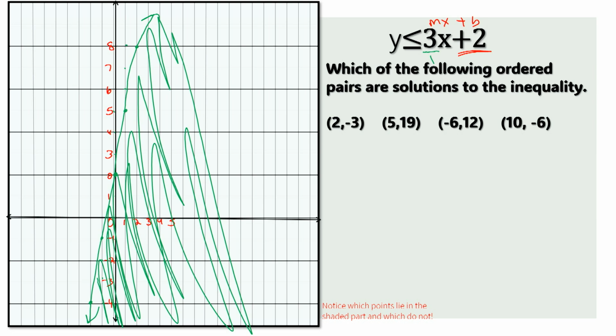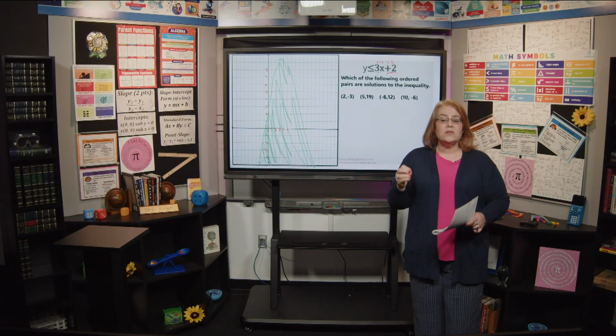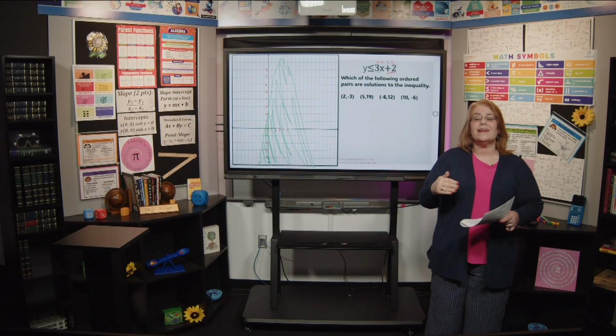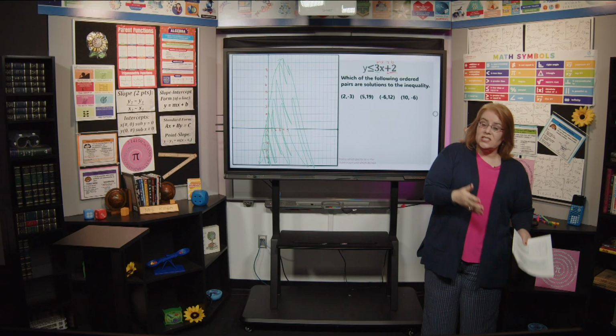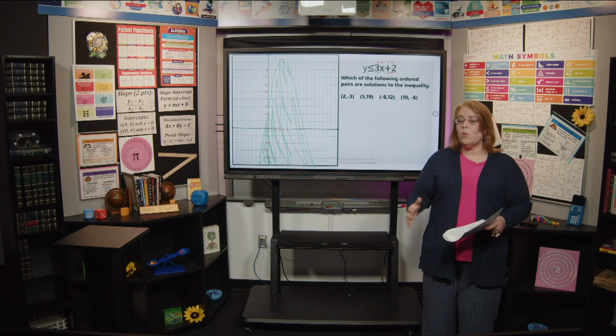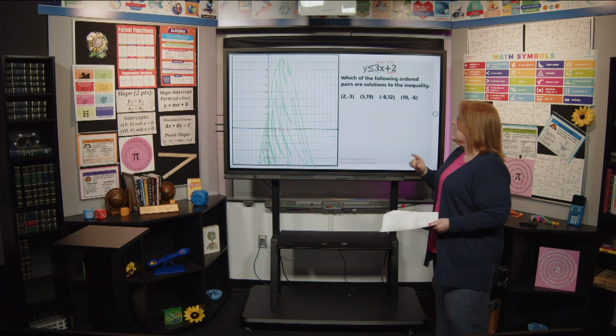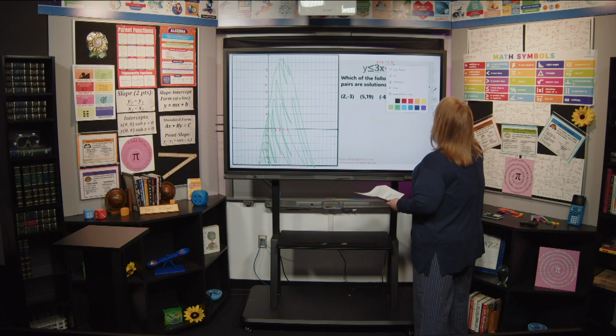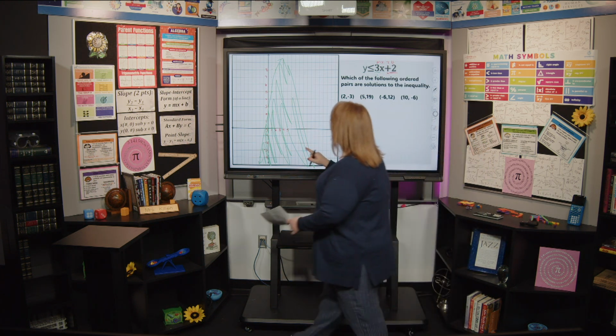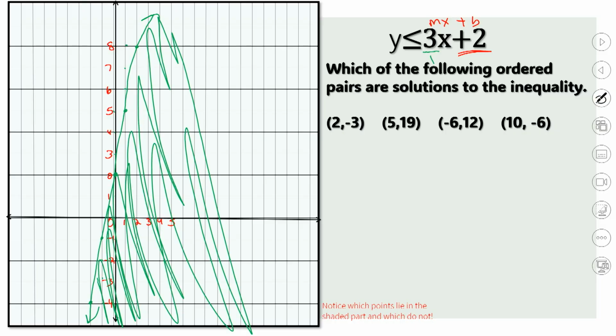Now it wants to know which of the following ordered pairs is part of the solution. When we have solutions of inequalities, all those solutions are going to be where it's shaded. If it's a solution, it's in the shaded portion. If it's not a solution, it won't be in the shaded portion. So let's go ahead and label these. That would probably help me best. So positive 2, 1, 2, negative 3. That one is in. I have 5, 19, so 5 and all the way up to 19.